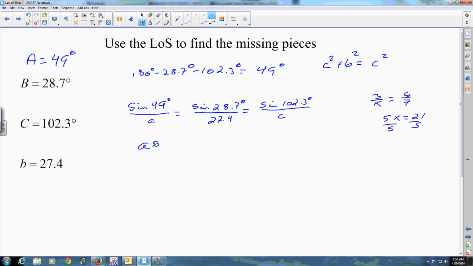So I have A times sine 28.7 equals 27.4 times the sine of 49. This is A times it, just like here it was 5 times x. This is A times this number, and this is just a number. I want to divide it out because it's held by multiplication. So I divide by the sine of 28.7 degrees.